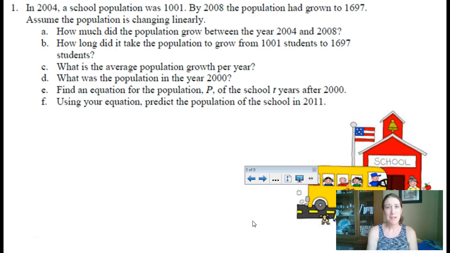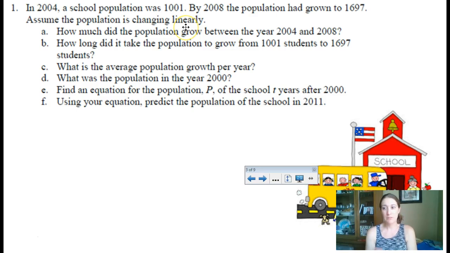So I'm not going to say all these examples are amazing and you're going to love them, but you'll be fine. So, this first example here is: in 2004, a school population was 1,001. By 2008, the population had grown to 1,697. It's changing linearly, which, sorry to tell you this, it's probably not, but that's okay. For the sake of the problem, let's go with it. How much did the population grow between the year of 2004 and 2008?